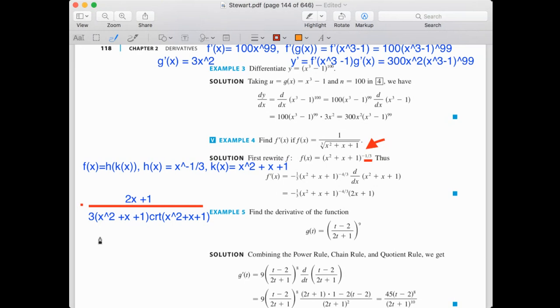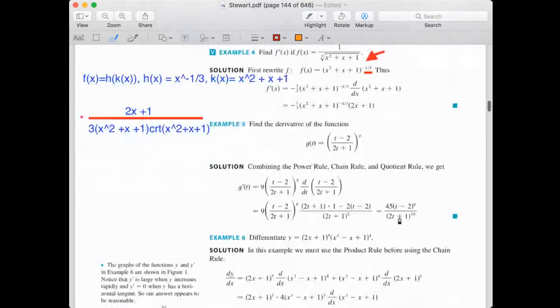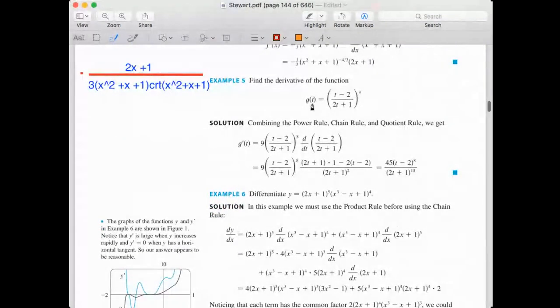So, okay, train yourself to be able to see a function as a composition of 2 functions or maybe 3 functions. Let's see example 5. So example 5, g of t equals t minus 2 divided by 2t plus 1, all raised to 9. So the outside layer is something raised to 9. Think about f of x as x raised to 9. So something raised to 9 is the outside layer. Then the inside layer is this inside function.